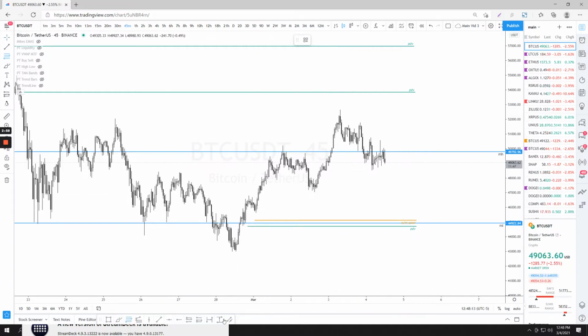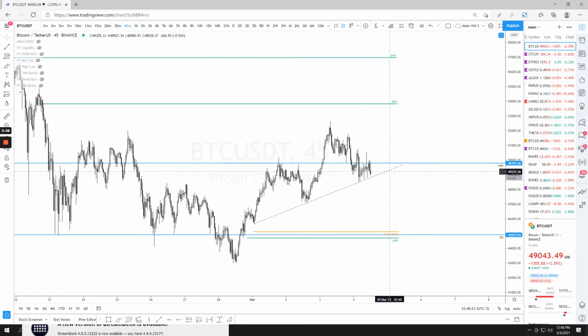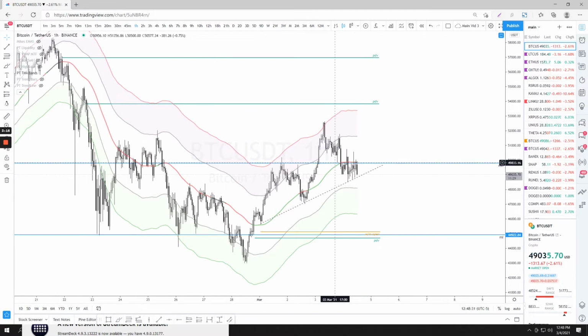So trend line, black, dash, okay, beautiful trend line. If this thing breaks, yeah, we're under the 1 hour TMA band. Good, good, good. That's exactly what I want to see.